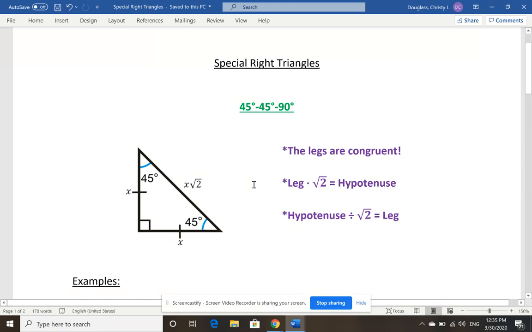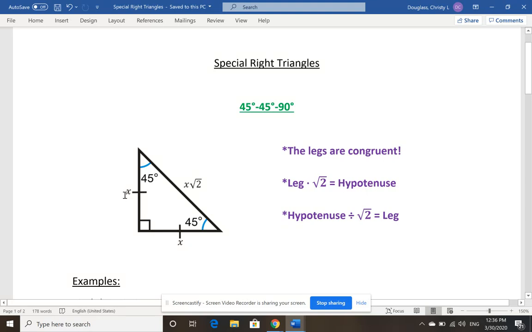So here are a few things that we notice. First of all, the legs are congruent. Now let me reiterate what I mean by legs. In a right triangle, the hypotenuse, remember, is always the side across from the right angle. So the hypotenuse is this side here, which we have labeled with a length of x square roots of 2. The two sides that are not the hypotenuse are called the legs of the right triangle. And we know in a 45-45-90, the legs will be congruent.